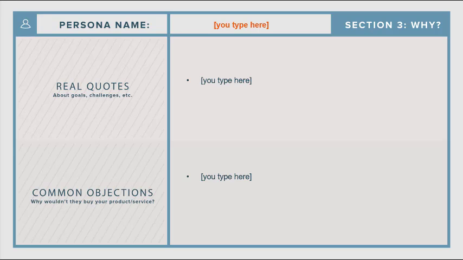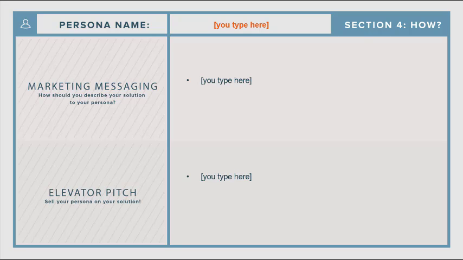Add quotes. What would that person say about their goals, about their challenges? What problems would they have? What objections would they have to the products or services that are being offered, so that you can address how to counter those objections in your marketing materials?